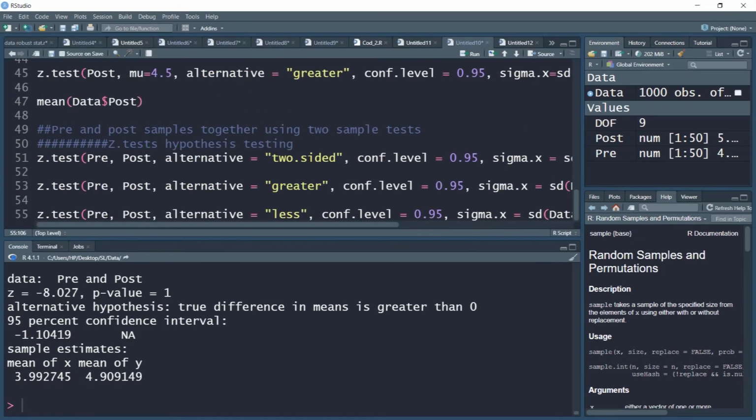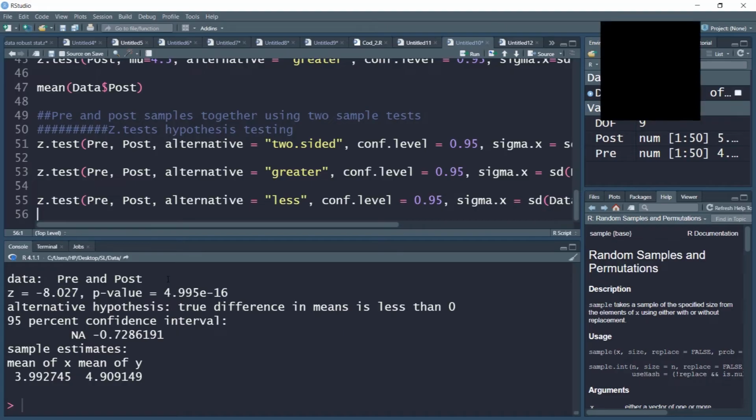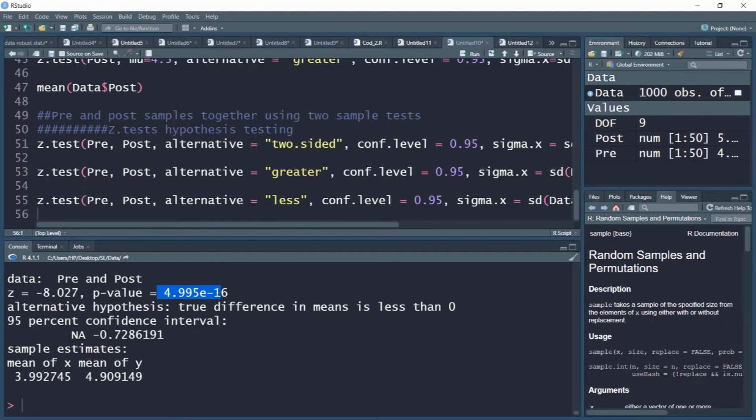If I run this, we are testing a one tail test and checking whether pre is less than post. So the null hypothesis is that it is not less than post, and the alternate hypothesis is that pre is less than post, and clearly the null is rejected. It appears that the hypothesis that pre is not less than post is rejected with a lot of confidence. The p-value is much lower and a very high level of significance is associated with this. That means we can very easily say that post is greater than pre.